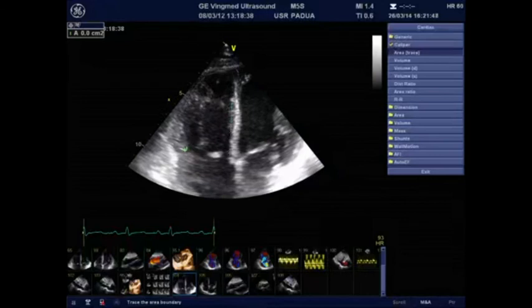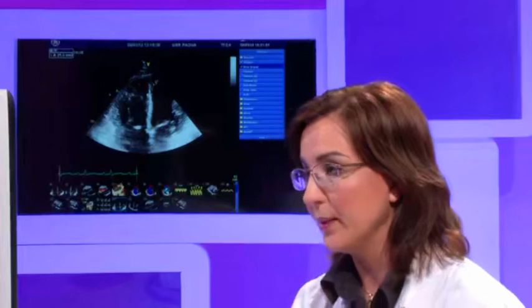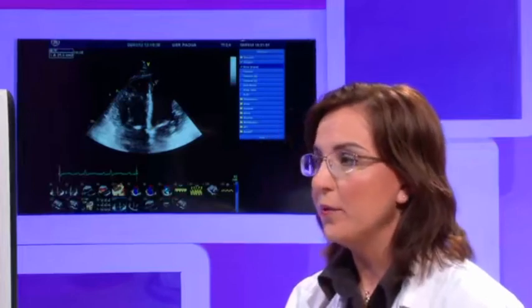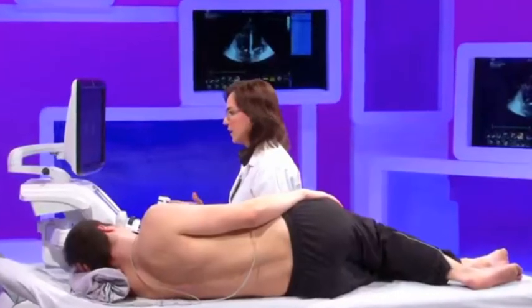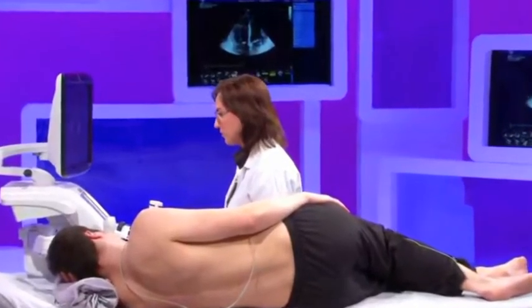The normal value of the fractional area change is 35%. 21.5 is pretty normal, so again confirms the fact that the regurgitation is recent and the right ventricle did not have enough time to dilate.